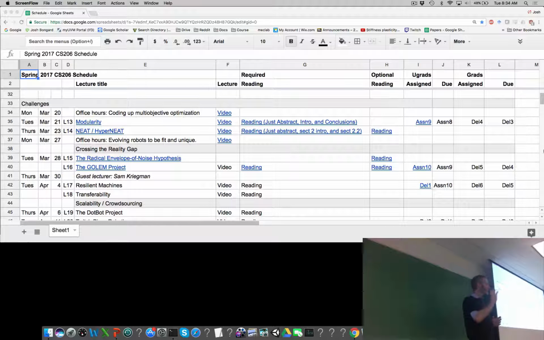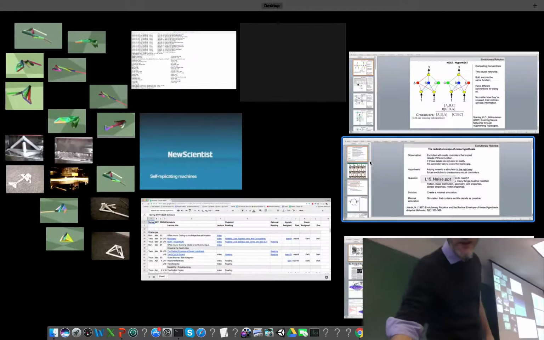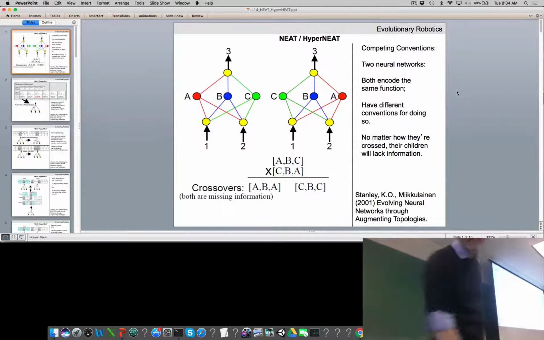Which NEAT deals with pretty well. It's probably not the last word on this problem. Why can't you cut a PC and Mac in half and glue the two halves together? They're not compatible, right?